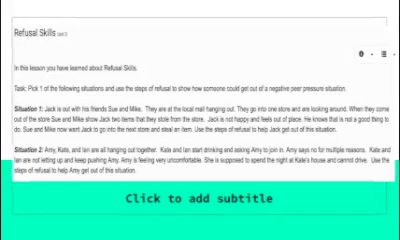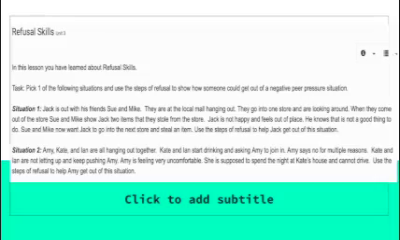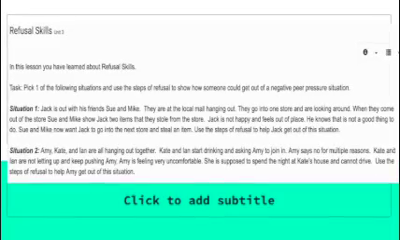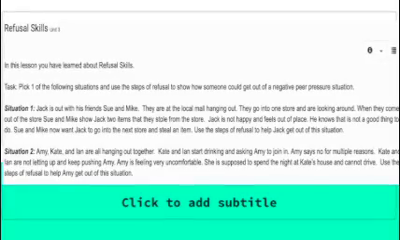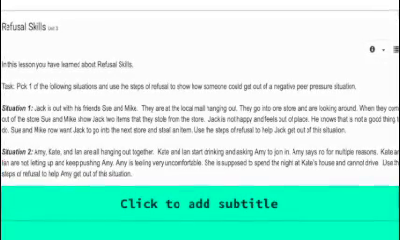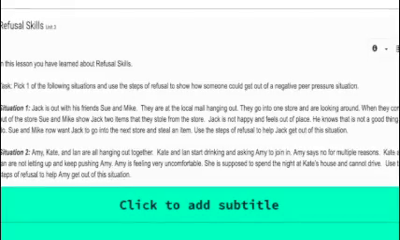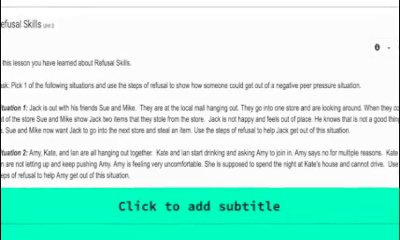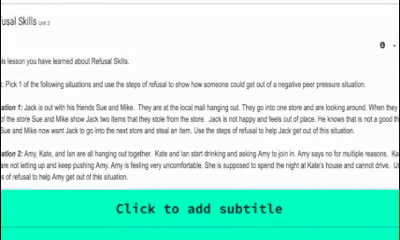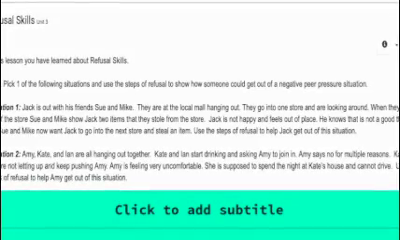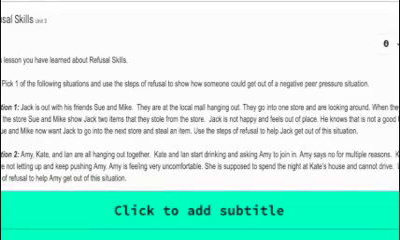The first thing you're going to need to do is pick from one of the following situations. There's situation number 1, which is about Jack and his friends, and then there's situation number 2, Amy, Kate, and Ian. So you're going to first pick one of those situations, and then you're going to work through the refusal process with one of those situations.